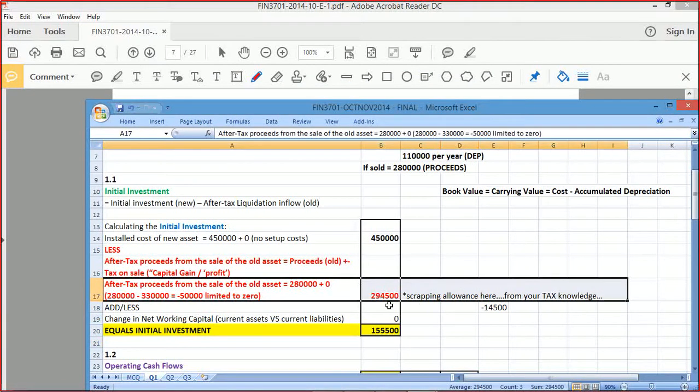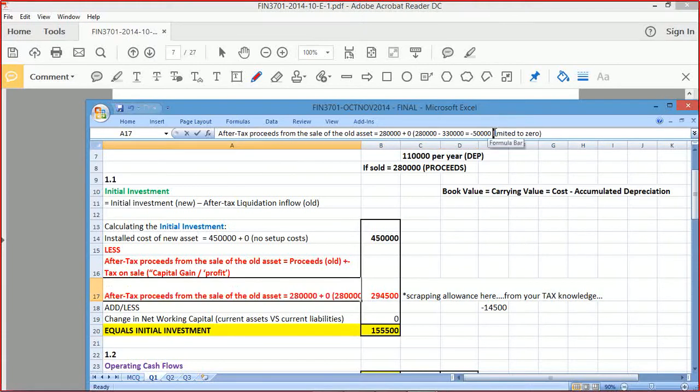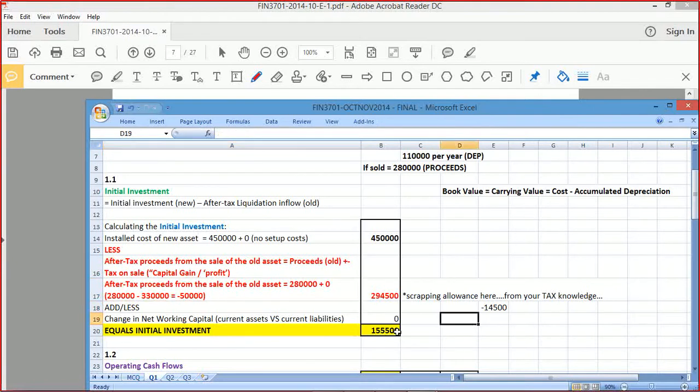That's right. Then you've got changes in net operating cash flow. There are none. It doesn't mention anything about that in the question.